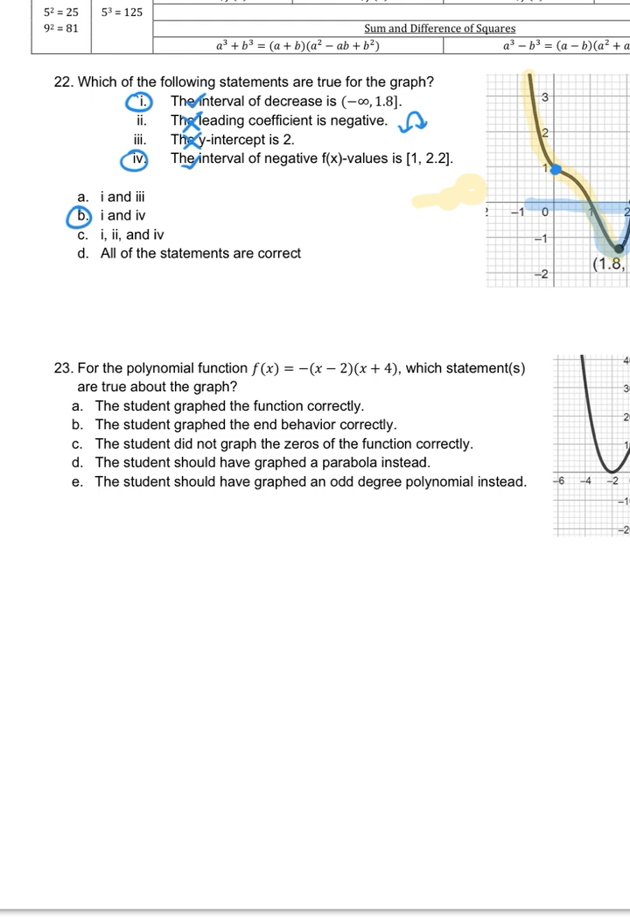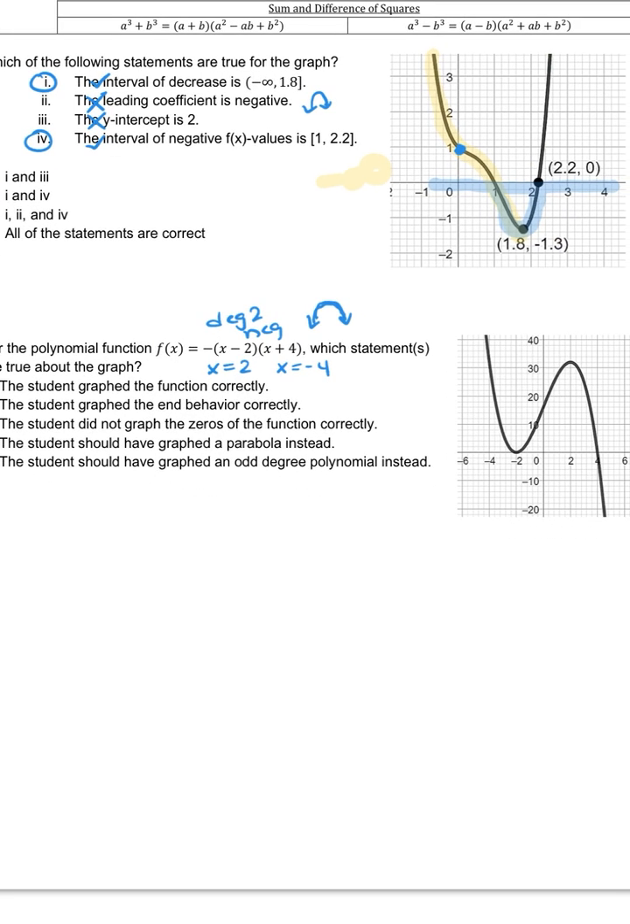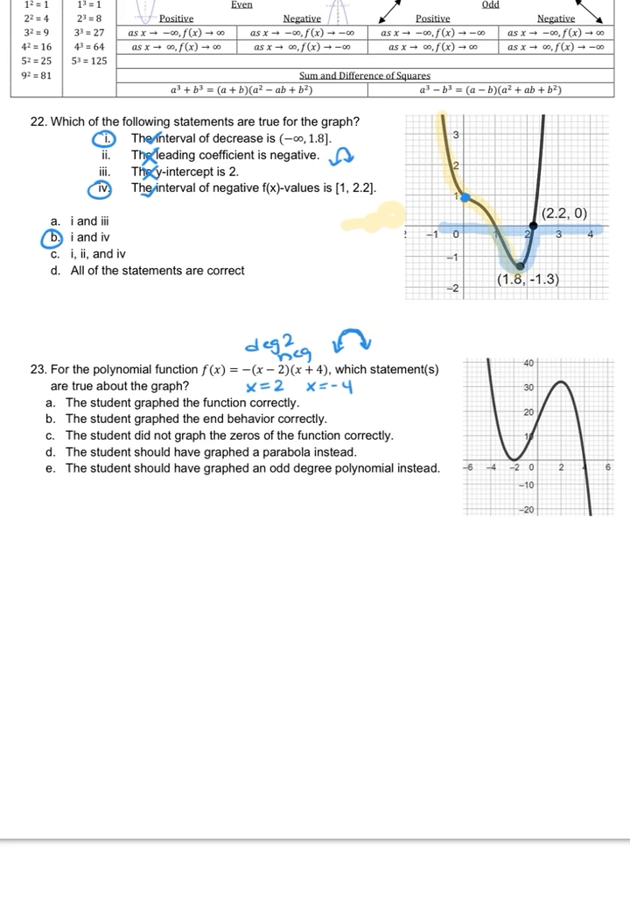Okay, and then for the polynomial function, which statements are true about the graph? So just looking at it real quickly, this should be a second degree, and it's negative. So that means my general shape should be like this. And then I should have x equals 2 and x equals negative 4 as my roots. So let's take a look at this. Okay, there's a lot of things wrong with that graph. So the student did not graph the function correctly. That's not true. The graph and behavior correctly. That's not true. The student did not graph the zeros of the function correctly. He should have 2 and negative 4, so that is correct.